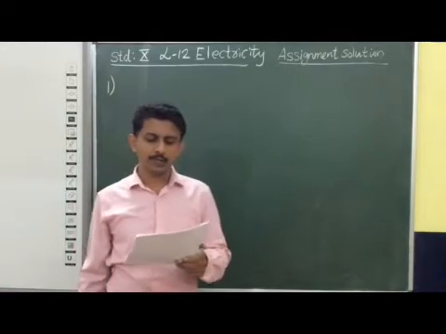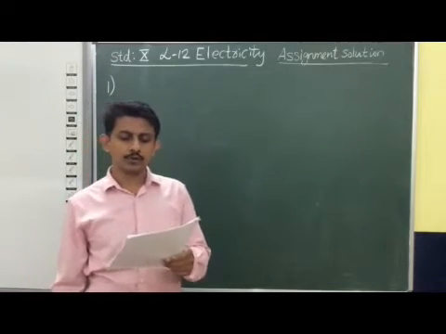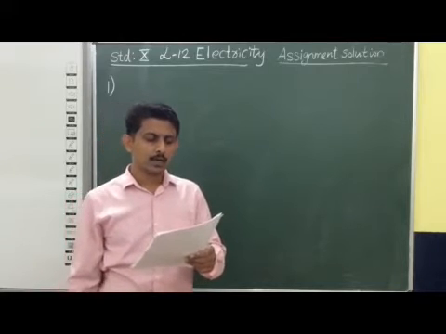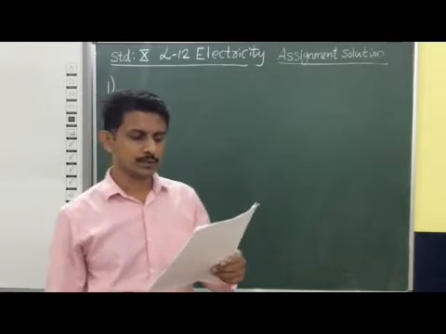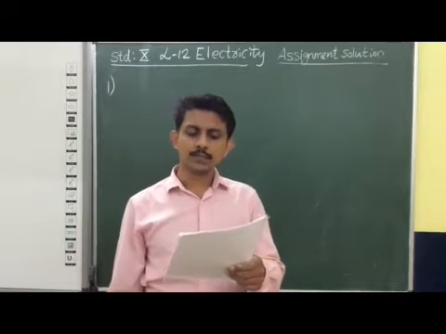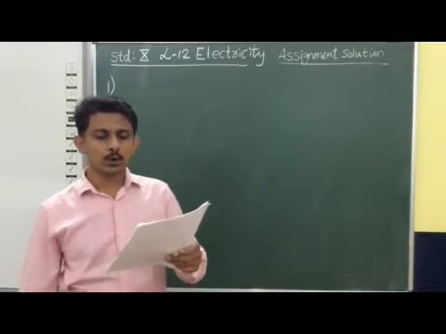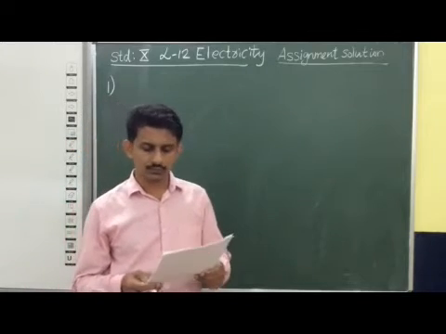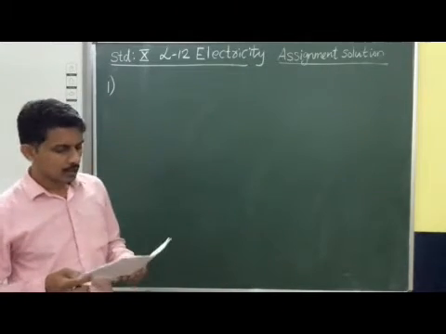A hot plate of an electric oven connected to a 220 volt line has two resistance coils A and B, each of 24 ohm resistance, which may be used separately, in series or in parallel. What are the currents in the three cases? So we are supposed to find the current in each case.